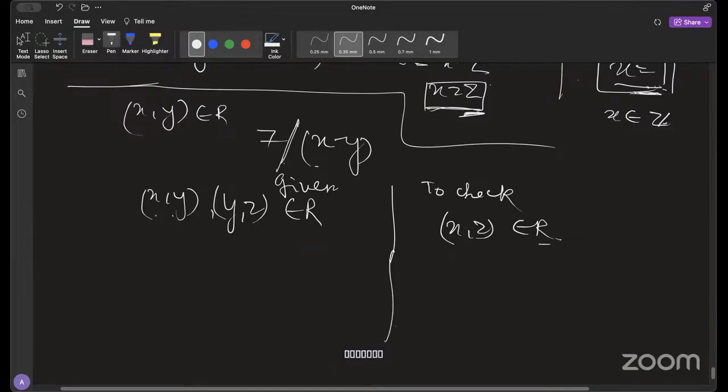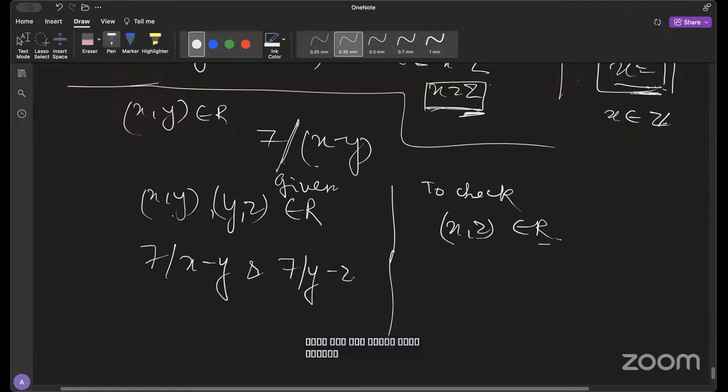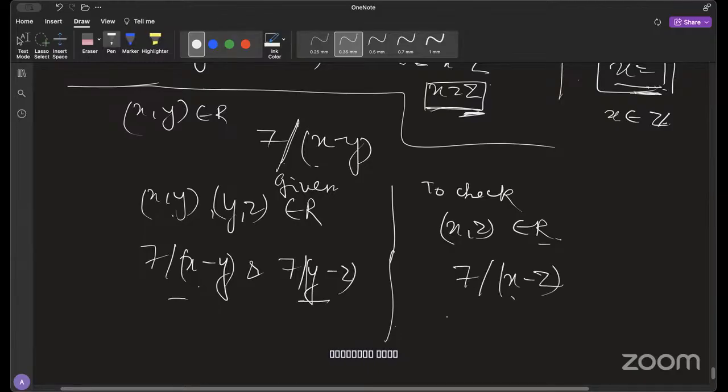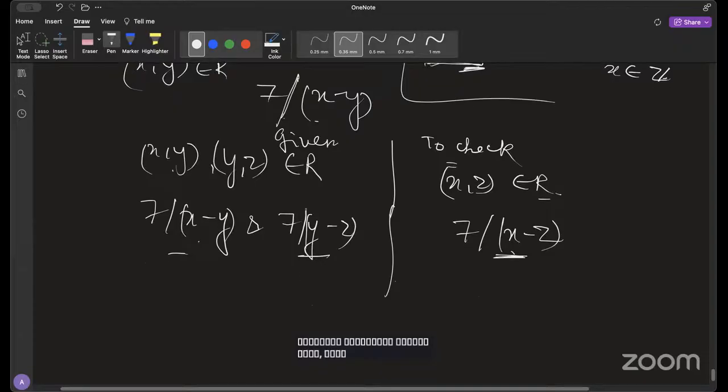So xy in R implies 7 divides x minus y and 7 divides y minus z, right? Yes, ma'am. And here you have to check if 7 divides x minus z. So you have to check if these two conditions are true, then is this true as well? That's what you have to check, right? This is the given condition set, and this is the condition that you have to check.